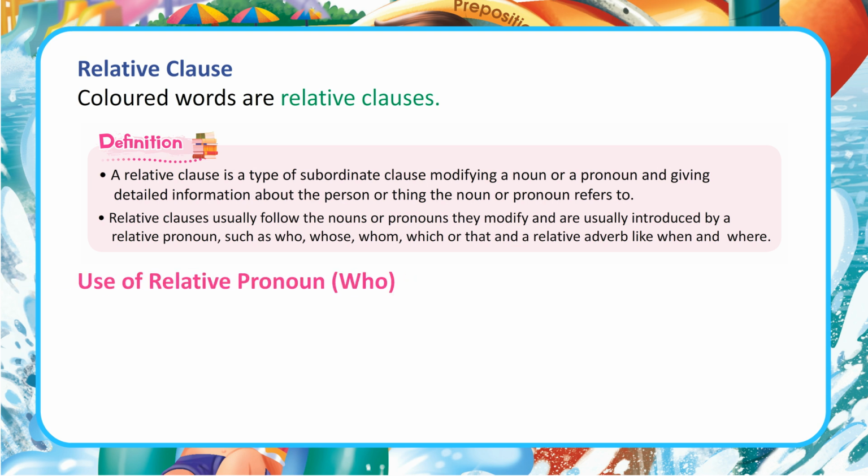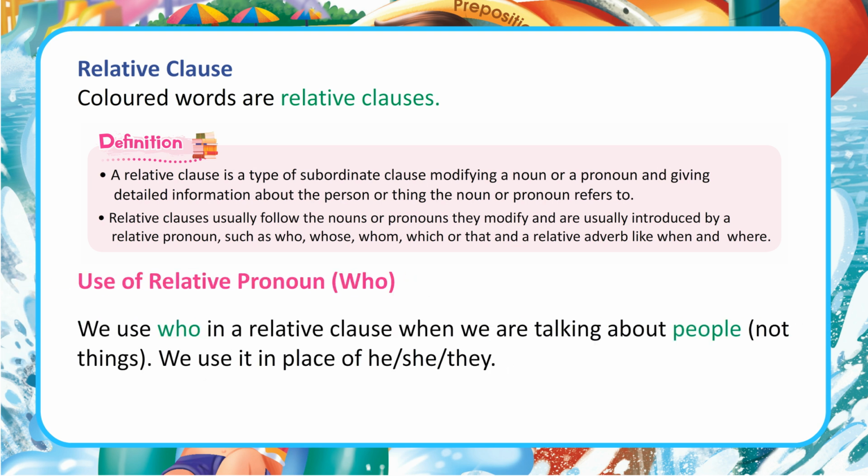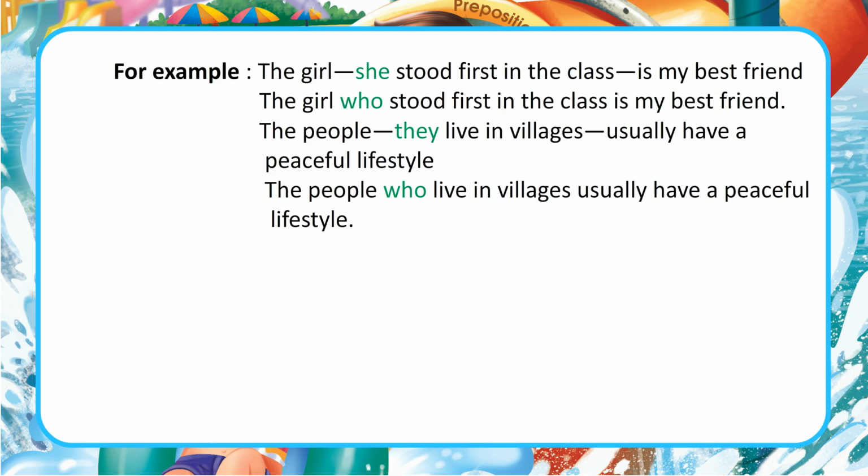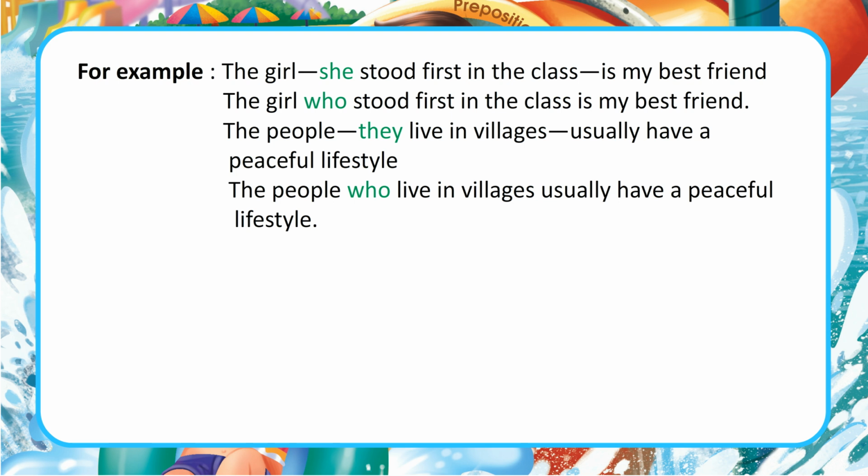Use of relative pronoun who. We use who in a relative clause when we are talking about people, not things. We use it in place of he or she or they. For example, the girl, she stood first in the class, is my best friend. The girl who stood first in the class is my best friend. The people, they live in villages, usually have a peaceful lifestyle. The people who live in villages usually have a peaceful lifestyle.